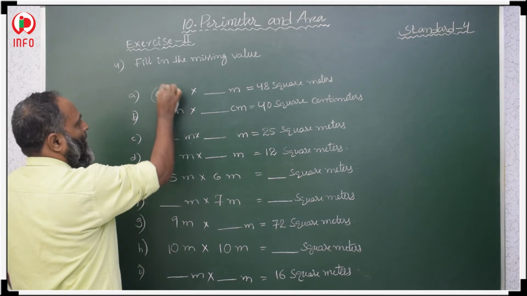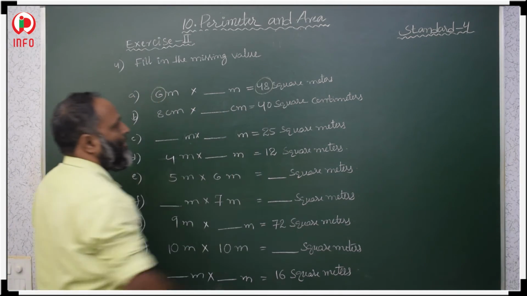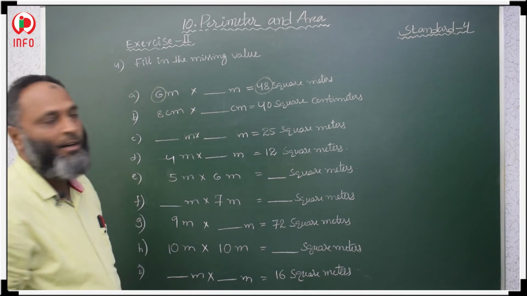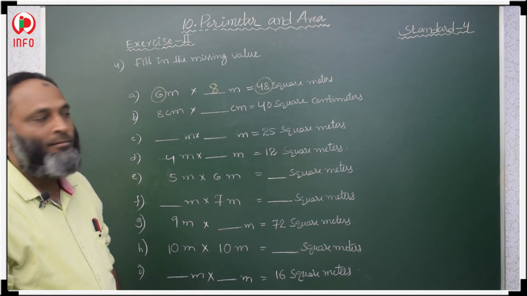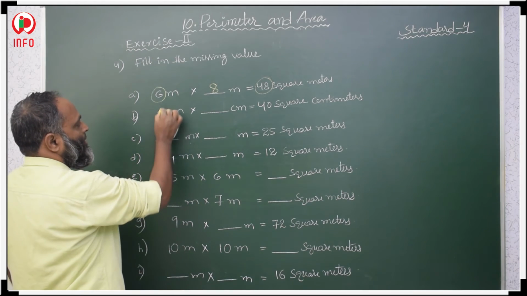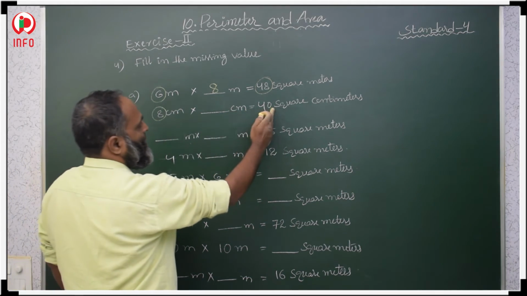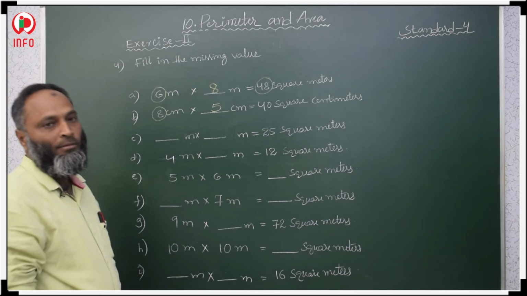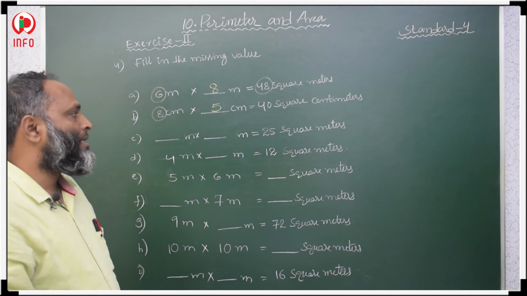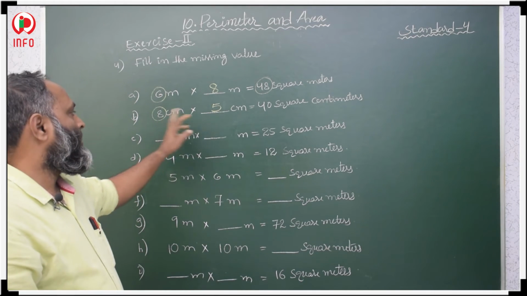In the 6 table, when you get 48, check: 6 8s are 48, so that 8 should come here. Now in the second, in the 8 table, when you get 40, 8 5s are 40, means the breadth is 5 centimeters. 40 square centimeters is given, so 8 5s are 40.